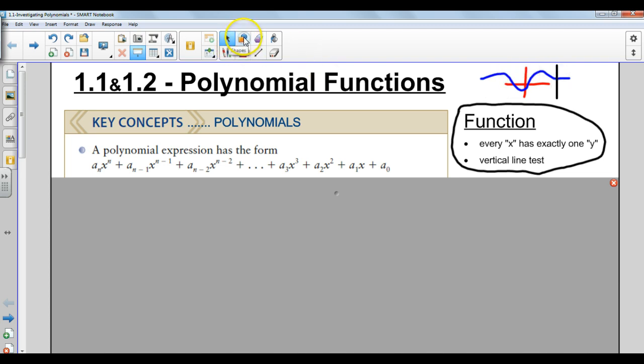An example, of course, of something that would not be a function: a circle is a great example. As I run my vertical line test, you can see I'm hitting the circle at multiple points, well, at 2 points specifically at the same time.